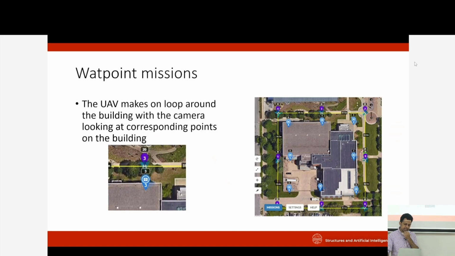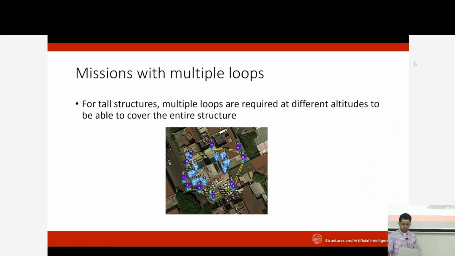So I showed you an example of a waypoint mission already. Here is one path where you can see the different aspects of a waypoint mission. Again, this is using the Litchi app, which works with some DJI drones. And for tall structures, of course, you can have multiple loops around the structure.